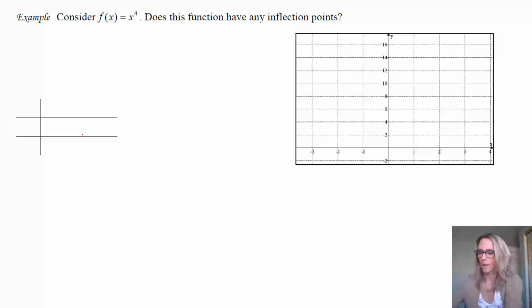Okay, let's take a look at a couple examples here to finish up this section. And obviously, this all combines to make graphing a function even more specific. So here we have x to the fourth. A lot of you may be like, well, I know what a parabola looks like, so I'm pretty sure I know what x to the fourth looks like. The question: does this function have any inflection points? Take your first derivative and take your second derivative, see what you get.